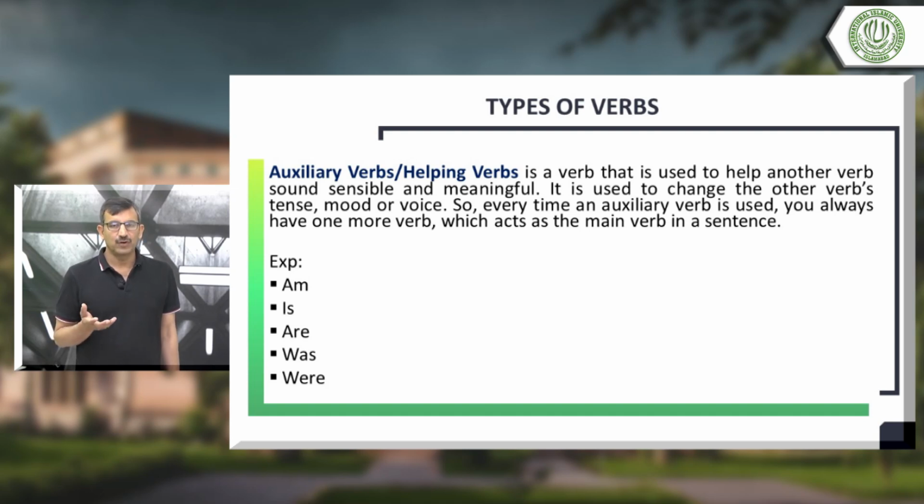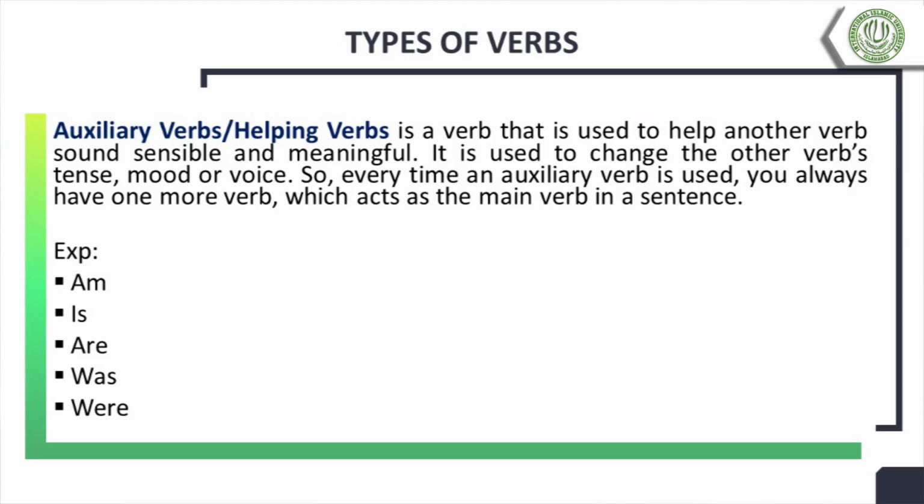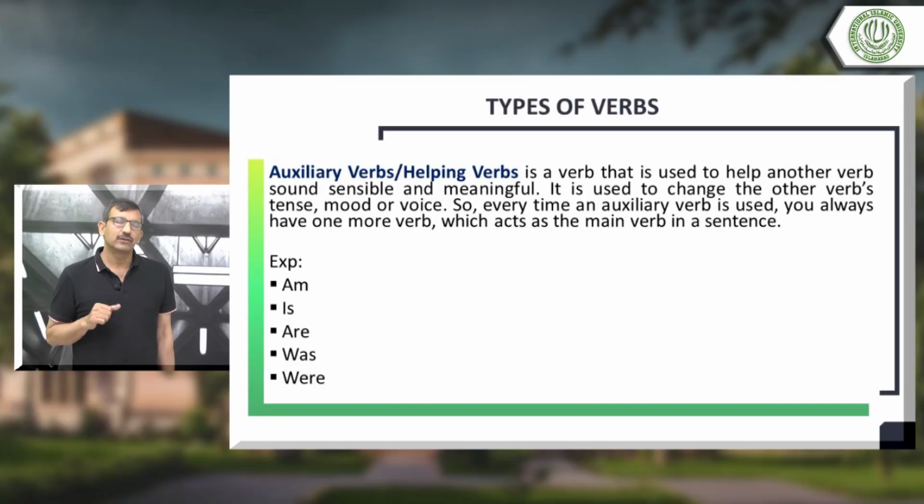It is quite clear from the name, helping verbs. These verbs help the main verbs. They work as auxiliary verbs in a sentence. They help other verbs. They are used to change the other verb's tense, mood or voice. So, every time an auxiliary verb is used, you always have one more verb which acts as the main verb in the sentence. For example, am, is, are, all are helping verbs and they are helping the main verb.